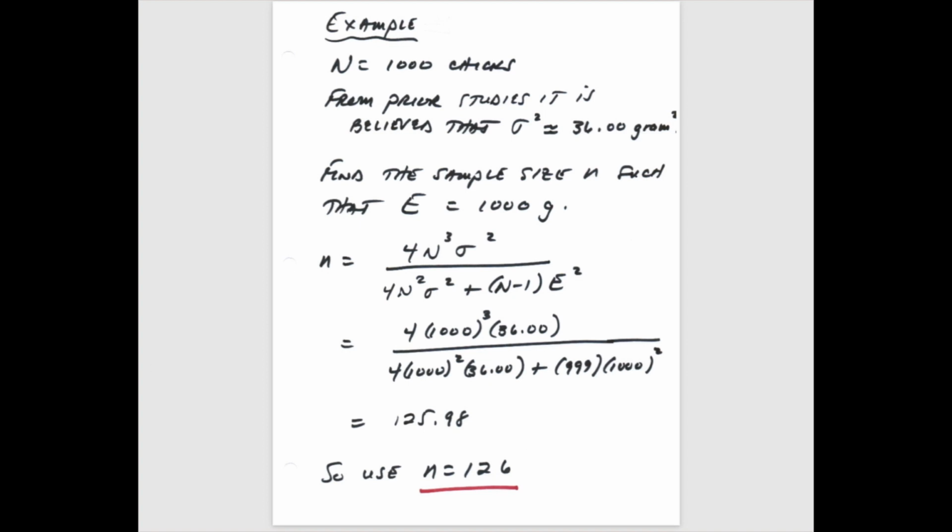And so if the researcher were to select a simple random sample of size 126, then as long as this estimate of the population variance, which is obtained from previous studies, is accurate, then the margin of error associated with the estimate that the researcher gets should be approximately 1,000 grams.